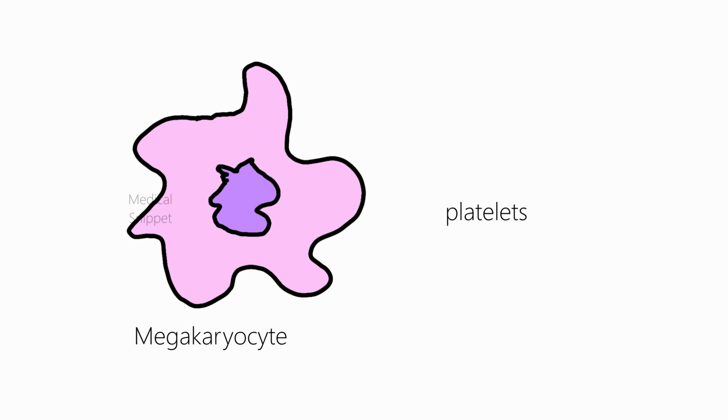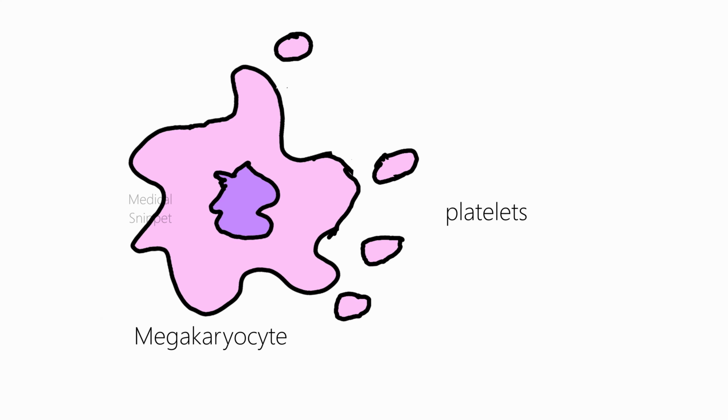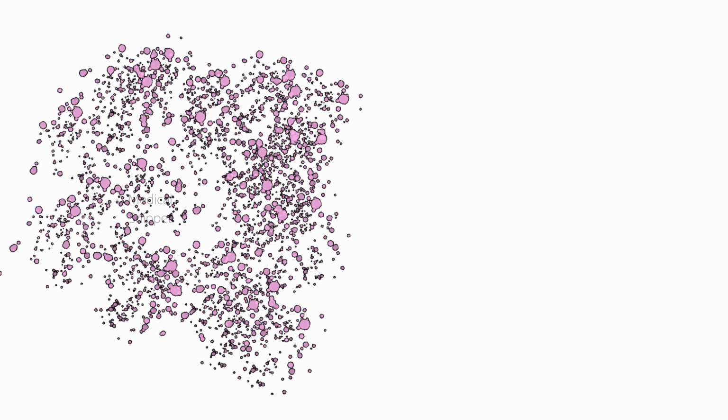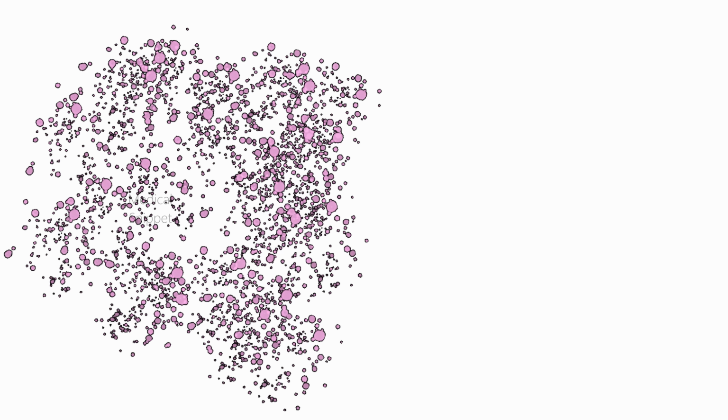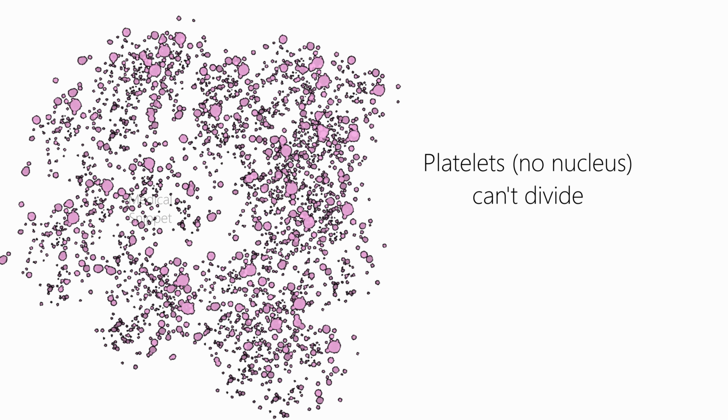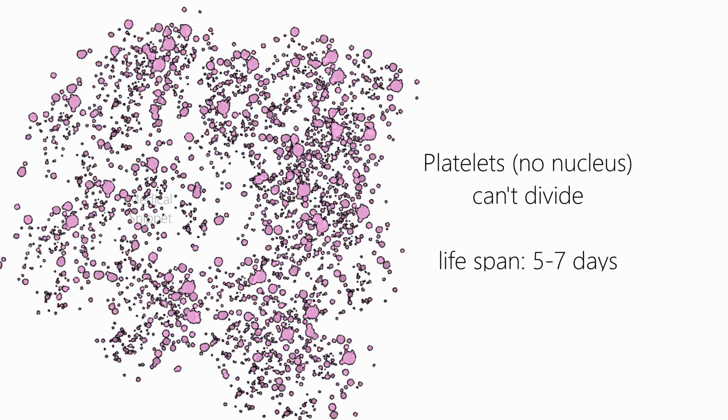They are produced from fragmentation of the cytoplasm of bone marrow giant cells called megakaryocytes. Each megakaryocyte produces around 1,000 platelets. Since platelets do not have a nucleus, they cannot divide. So, the lifespan of platelets is limited to 5 to 7 days.